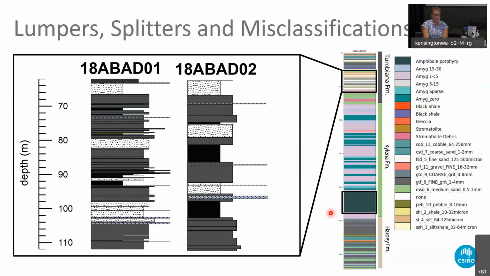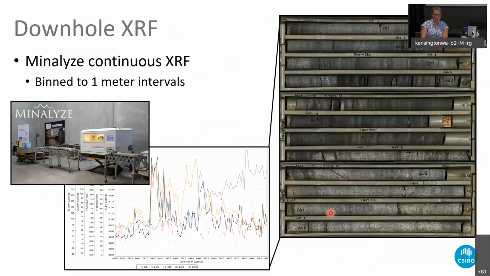So the geochemical data that we used is continuous downhole XRF. This was collected using the mineralized system, which collects centimeter resolution XRF data, which can then be binned to 10 centimeters or 1 meter. We binned it to 1 meter to improve the counting statistics, and then what you get there is a continuous log of your geochemistry.